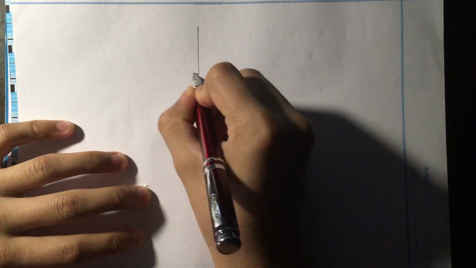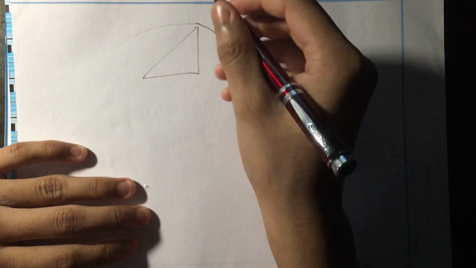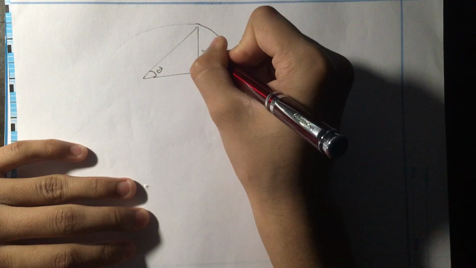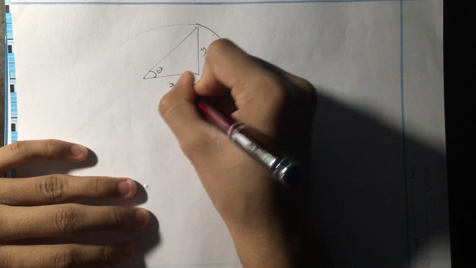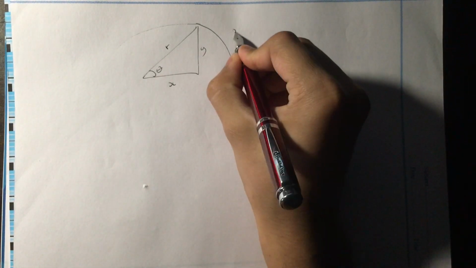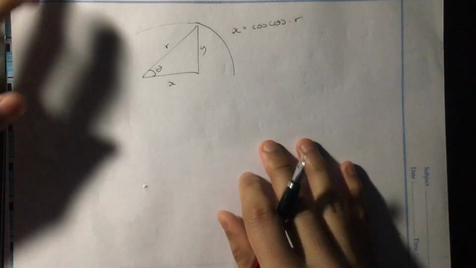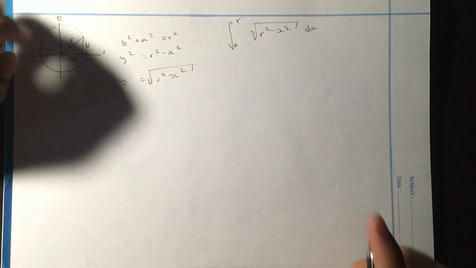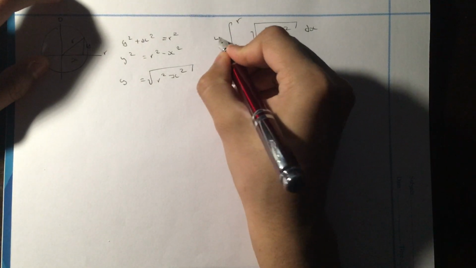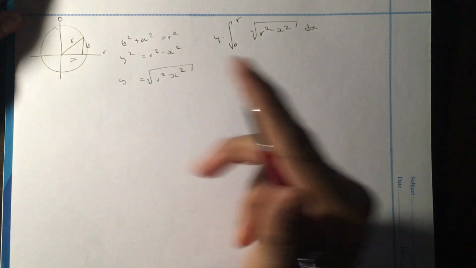From here, well, if we look back into the circle, and that's our circle, right? We have a theta over here, a y here, x here, and r right there. If you guys know your trig, you know that x is going to be equal to cos of theta times r. Let's plug this back into our original formula. Oh, and multiply this by 4 since we have 4 different sections and this only calculates one of them.